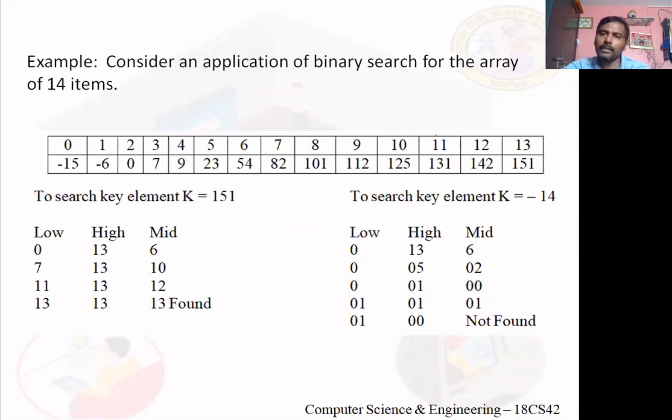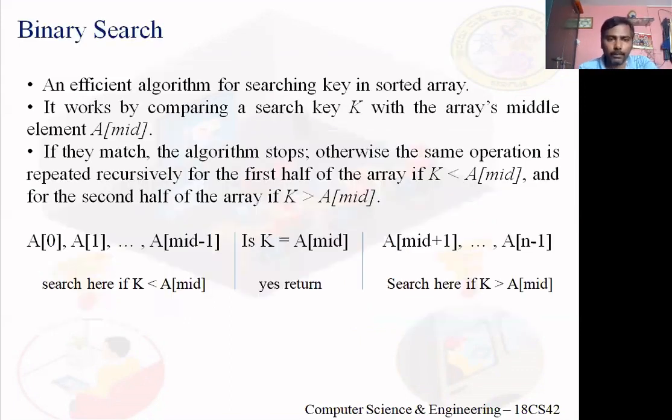The right subarray starts at index 7. What is 7? It is mid plus 1, 6 plus 1. So I need to search for this key in the right subarray, index 7 through 13. This is what is stated in the third point: if they match, the algorithm stops. The mid element didn't match, so we need to search either the left or right subarray.